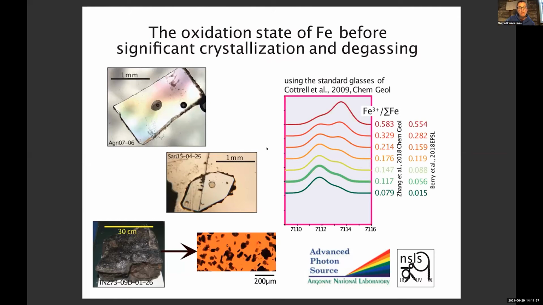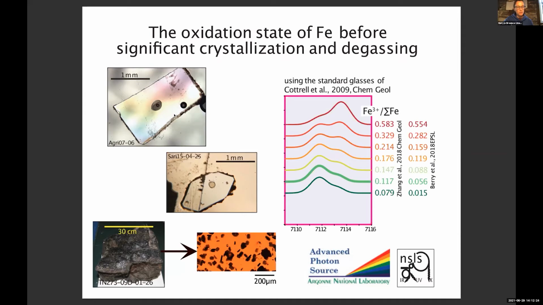The thing that we get from the synchrotron is a very small analytical footprint, at the same scale as ion microprobe or FTIR or Raman or laser ablation analyses, which means we can now access at a small spatial scale the iron oxidation state inside silicate glasses. And that means that we can look at these kind of rare samples called olivine hosted melt inclusions.